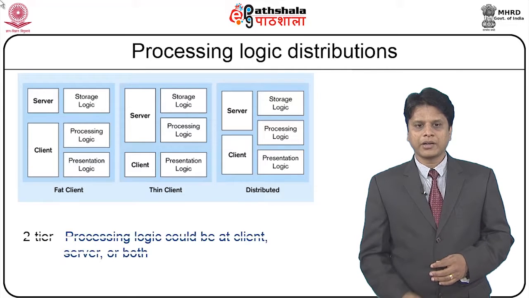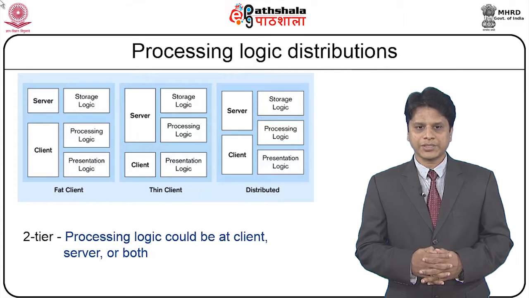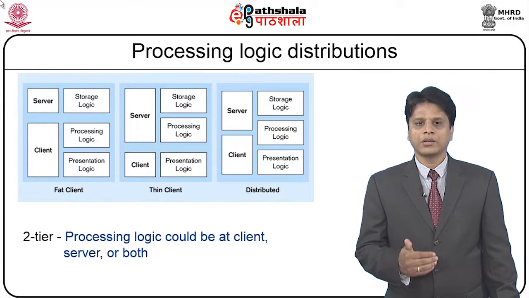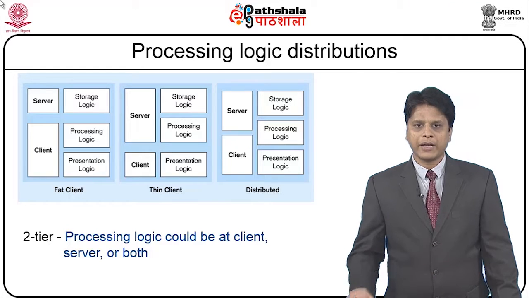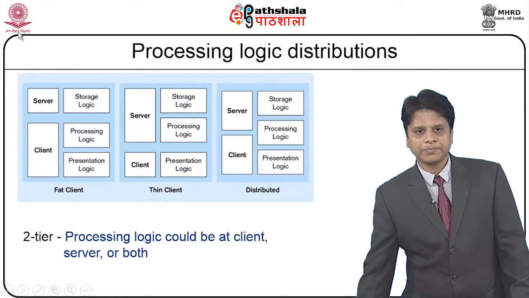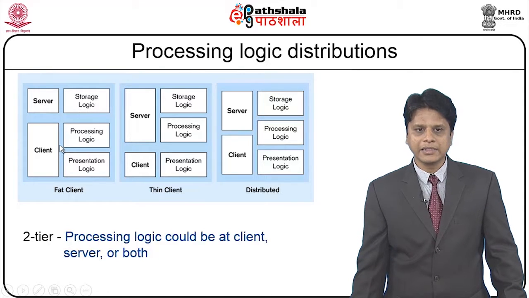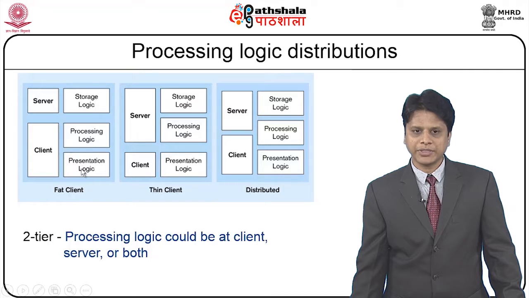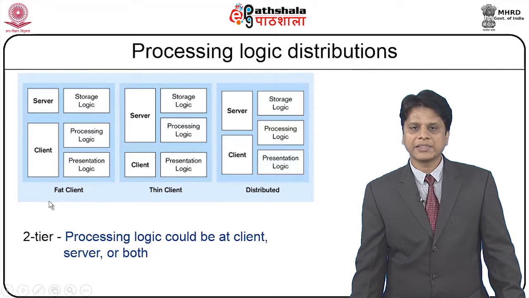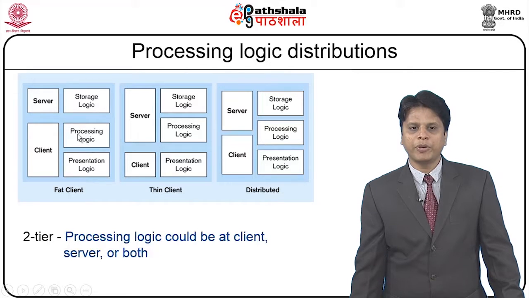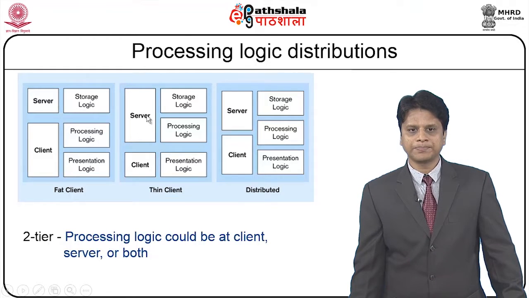If you look at this particular system, this is a two-tiered architecture system where the processing logic can be either at the client, or at the server, or at both. If you look at that, the server looks after only the storage logic, and the client handles the processing logic and the presentation logic. This we have represented as a fat client. That means almost 80% of the job will be taken up by the client, and only 20% of the job, that is the storage, will be taken at the server level.